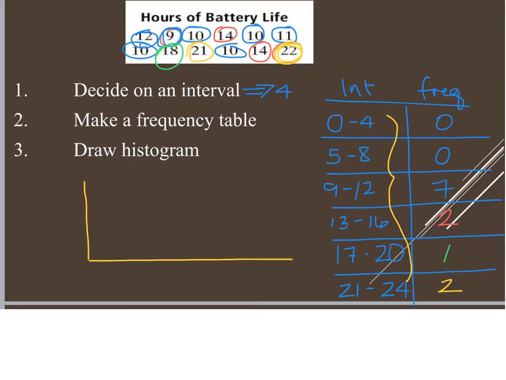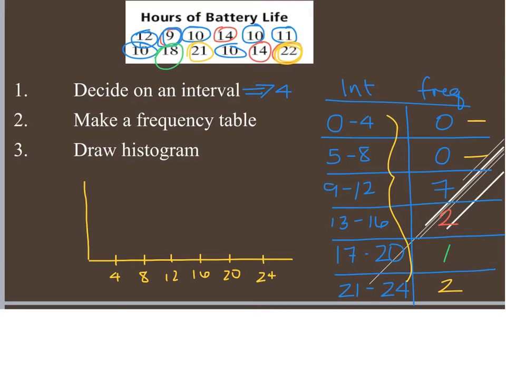intervals here. So maybe I go 4, 8, 12, 16, 20, and 24. So I do not have anything in the 0 to 4 range here. Likewise for the 5 to 8, but I'm going to go up to 7 on my 9 to 12.